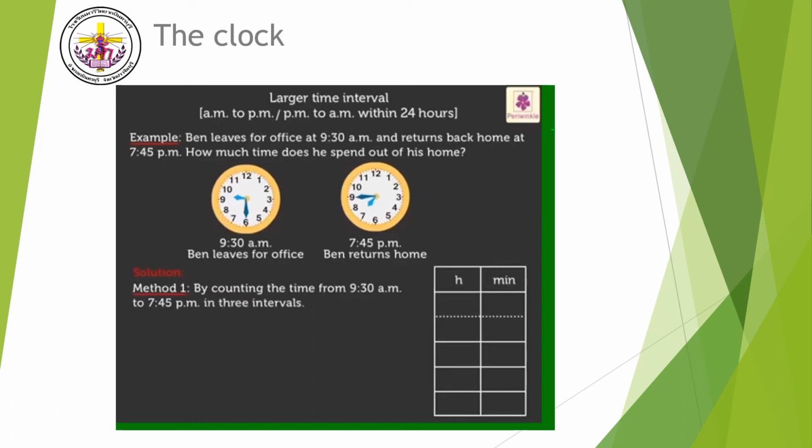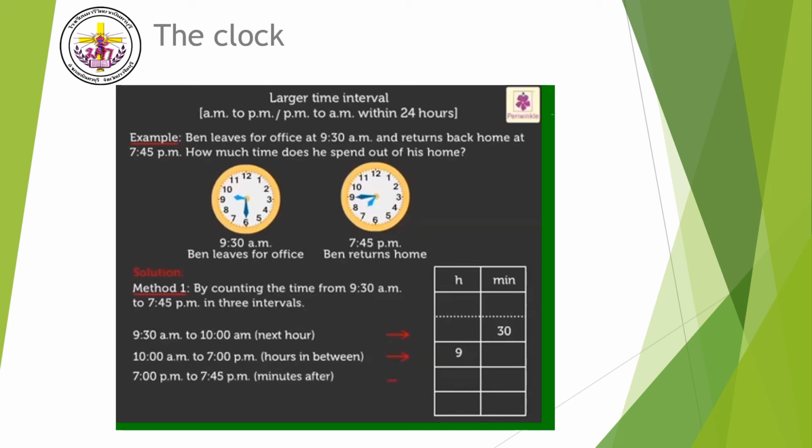Firstly, count the minutes to the next hour, that is, from 9:30 a.m. to 10 a.m., which is 30 minutes. As we have to count the time till 7:45 p.m., we need to count the hours in between 10 a.m. to 7 p.m., which is equal to 9 hours. Lastly, find the minutes after 7 p.m. up till 7:45 p.m., which is equal to 45 minutes.